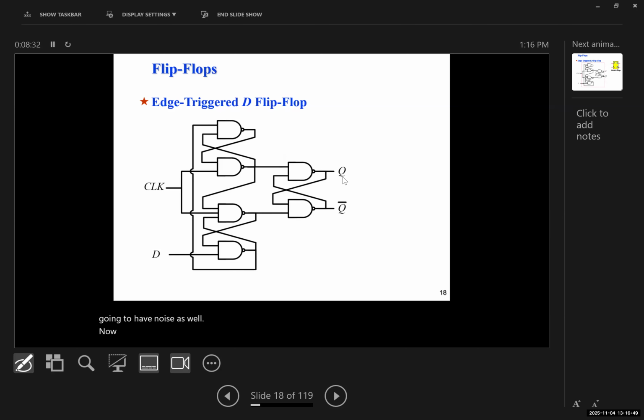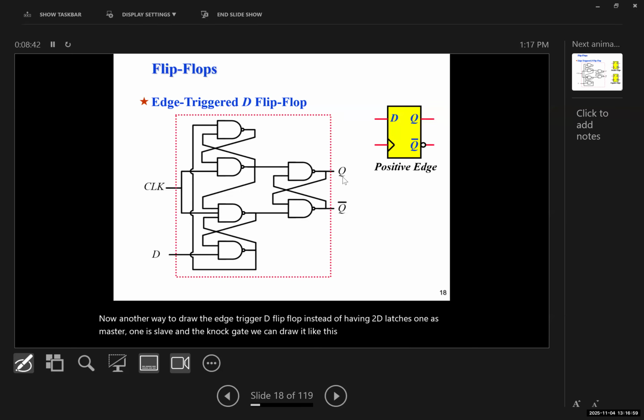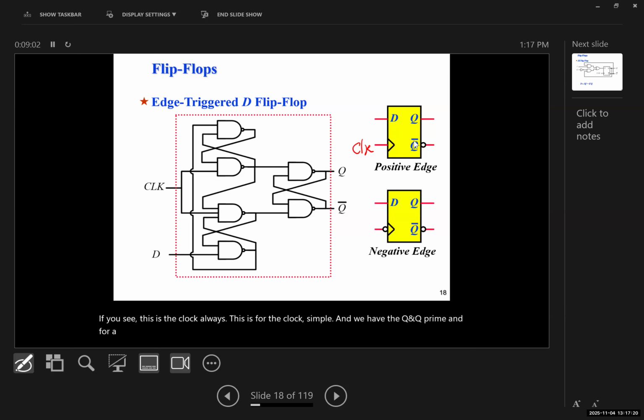Now, another way to draw the edge trigger D flip-flop, instead of having two D latches, one as master, one as slave, and the NOT gate, we can draw it like this as well. And the symbol for a positive edge D flip-flop looks like this. We have the D, and this triangle over here, this is the clock. Always this is for the clock symbol. And we have the Q and Q prime. And for a negative edge, the only difference is that we have a NOT in front of our clock.